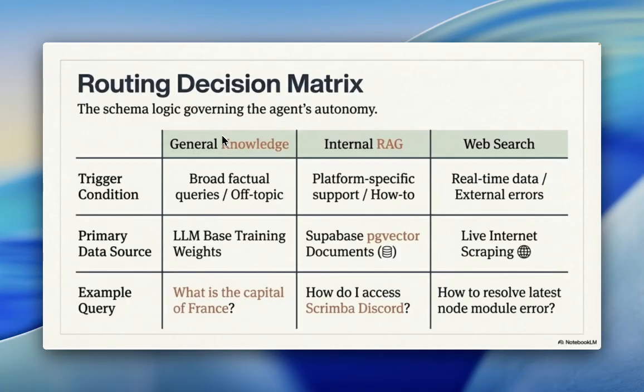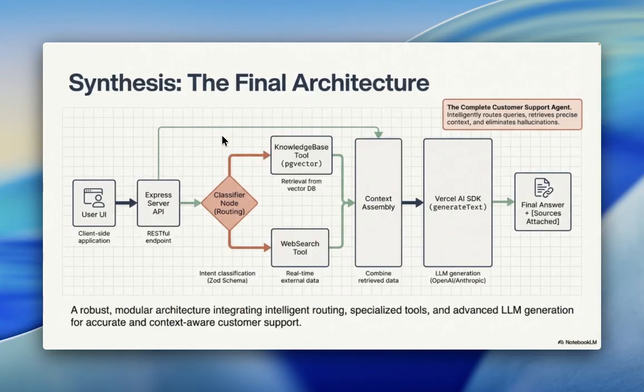Routing decision matrix: the schema logic governing the agent's autonomy. General knowledge, internal RAG, and web search each have trigger conditions: broad factual queries and off-topic for general knowledge, platform-specific support how-tos for RAG, and real-time data and external errors for web search. The primary data sources are the LLM's base training weights, pgvector documents, and live internet scraping. Example queries: what is the capital of France? How do I access the schema? How do I resolve the latest node module error?